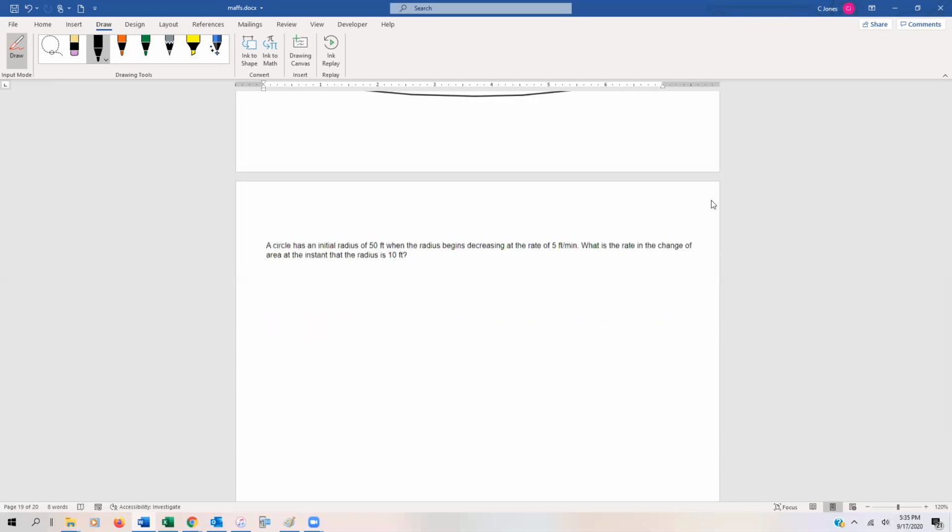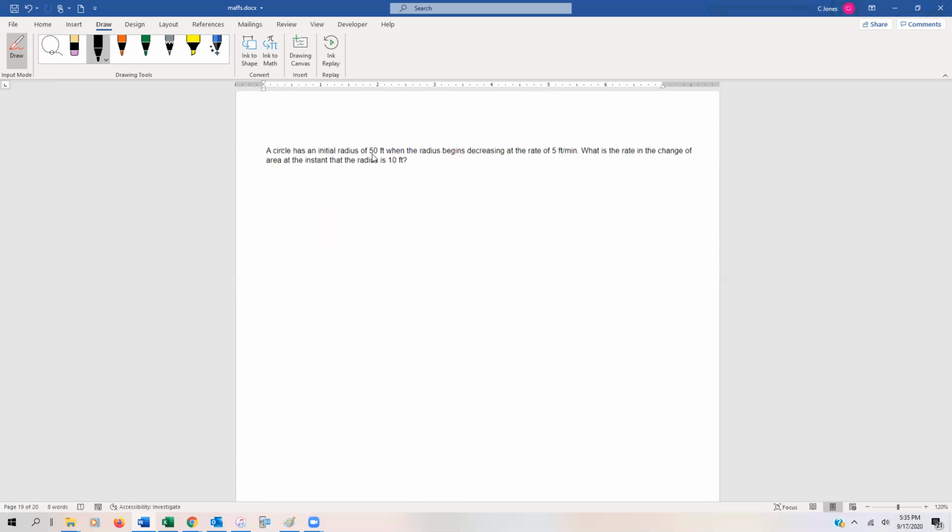One last example. A circle has an initial radius of 50 feet, and we're decreasing it at a rate of 5 feet per minute. What's the change in the area the instant that the radius is 10 feet? The circle starts out with 50 feet, which is r, and the radius is shrinking, so dr/dt is negative 5 feet per minute. And what's the change in the area when the radius is 10 feet? Let's go ahead and try to figure this out.